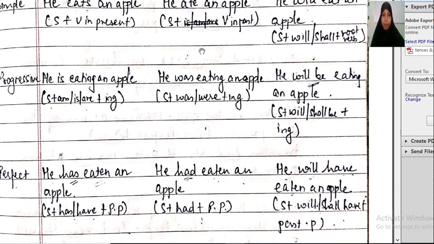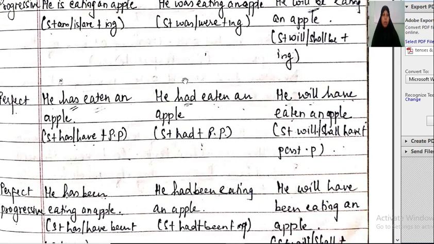Keep this in mind. Past progressive tense means past continuous tense. Again I will say, past continuous tense means an action that was still going on in the past when another action started. Now past perfect tense. Past perfect tense denotes an action completed before a certain moment in the past. Like he had eaten an apple.